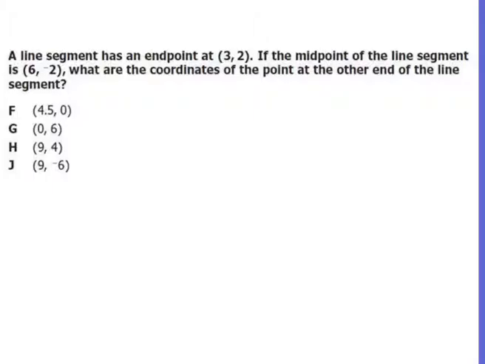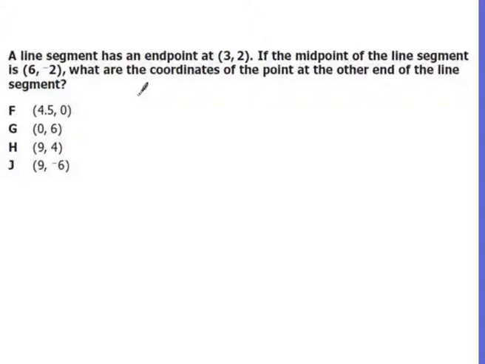A line segment has an endpoint of 3, 2, and the midpoint of the line segment is 6, -2. What are the coordinates of the other point? This is really different from anything else that we've done so far in this video, and we've only done this a couple of times in class. The best thing to do is draw a picture. We know that one endpoint is 3, 2, and the midpoint is at 6, -2.